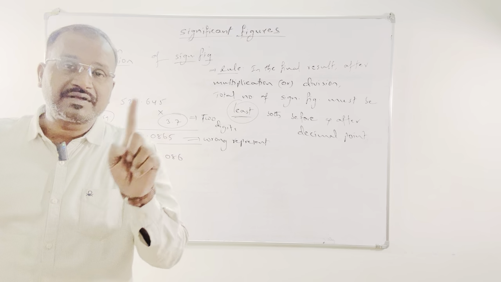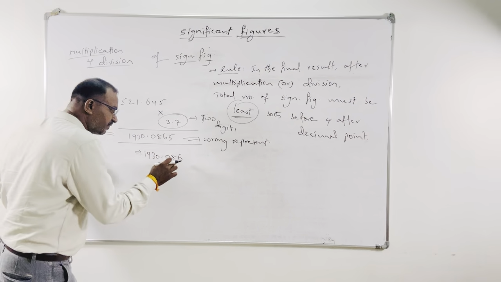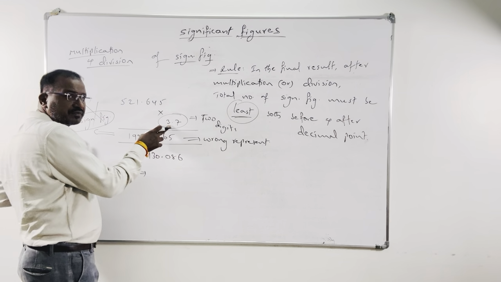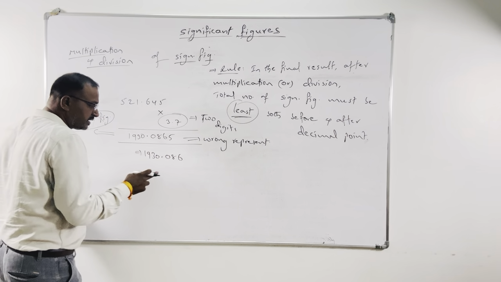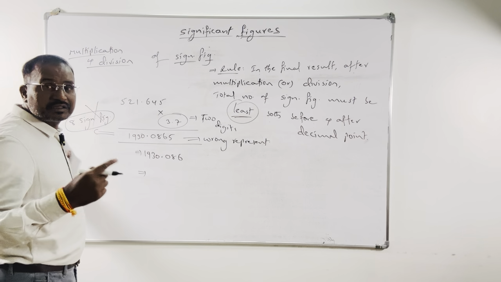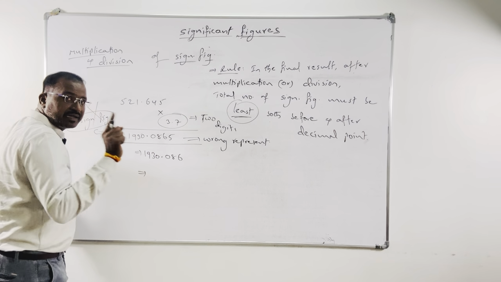So to round off the 5, that even number should be as it is. Then we have to round off one more time, because we have to round off to 2 digits only. So we have to round off many times. This 6 is there. 6 is what? More than 5. So more than 5 it is there. We have to increase the before digit by 1 value.